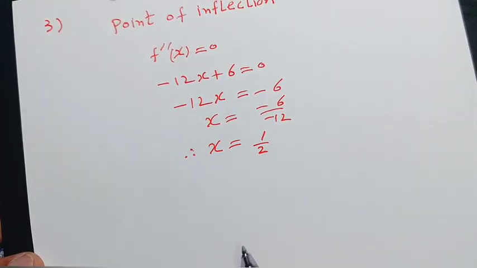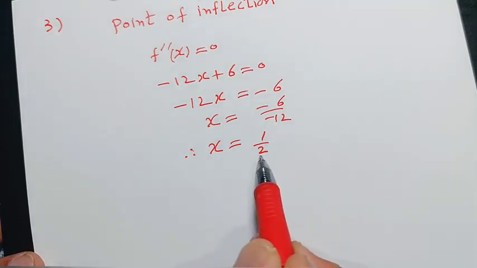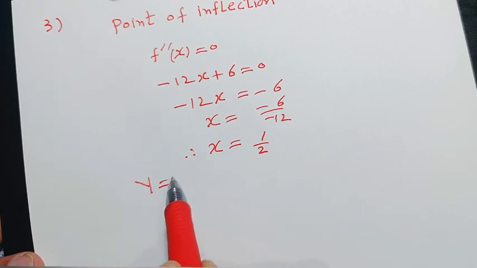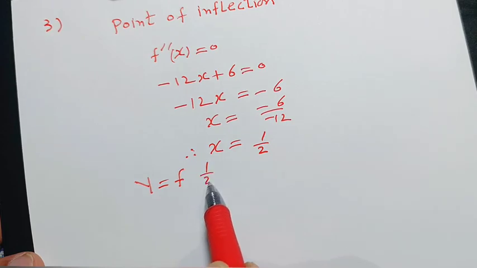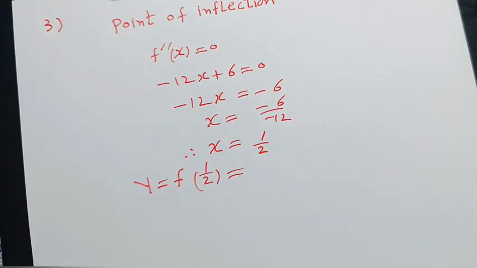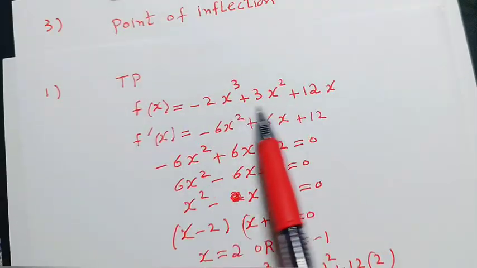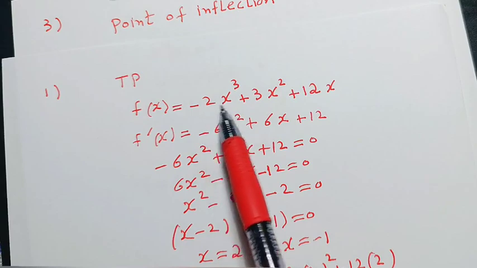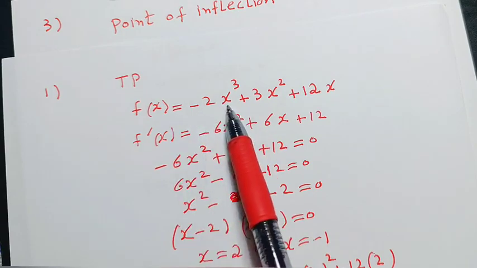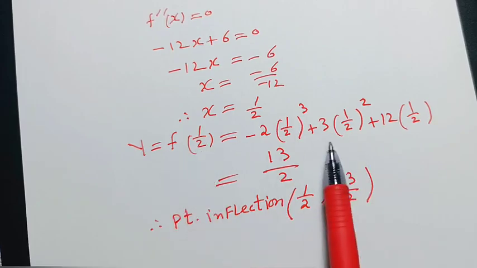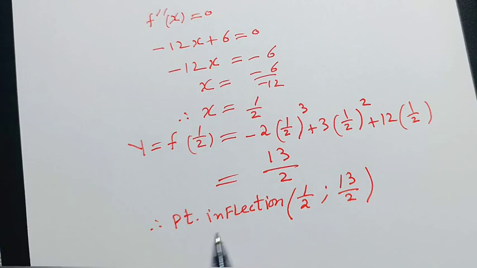Now we need to find the y value, so we have to put this x, 1 over 2, back into the original function to get the y value. So f of 1 over 2. Remember this is the original function, we're going to substitute that 1 over 2 into this function to get the y value. I substitute x equal to 1 over 2 into the original function, I get the y value 13 over 2. So therefore the point of inflection has x value 1 over 2 and y value 13 over 2.